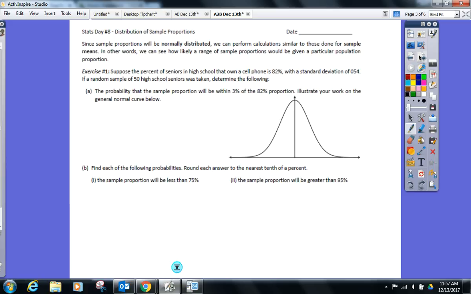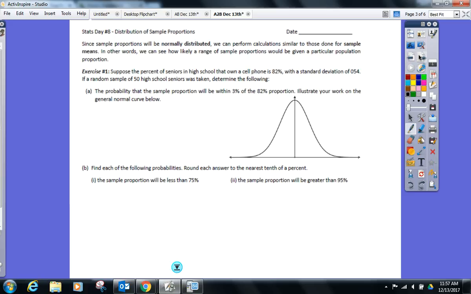Okay, so if you go to stat day 8 for me, our last day here together, I can't tell you how happy I am that we got through this stats unit pretty successfully, I will say. All right, here you go. Read through number 1 there.